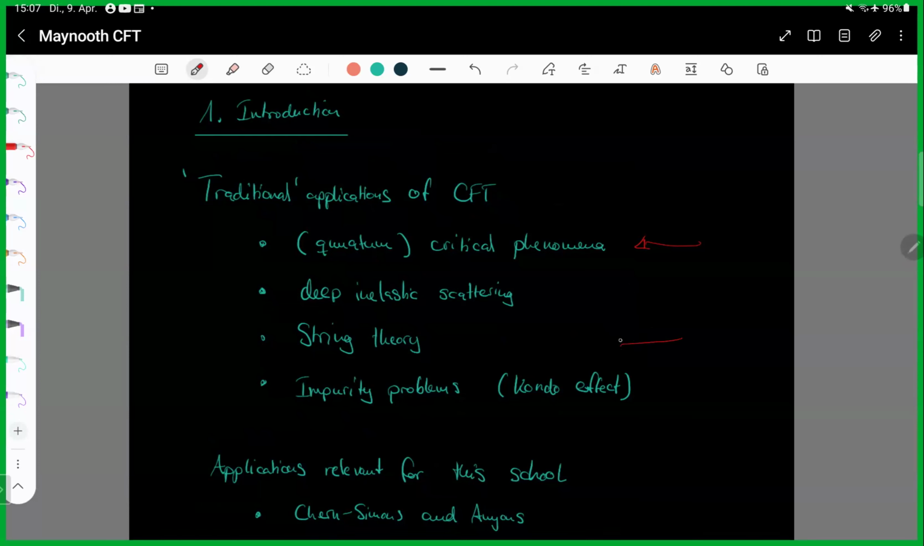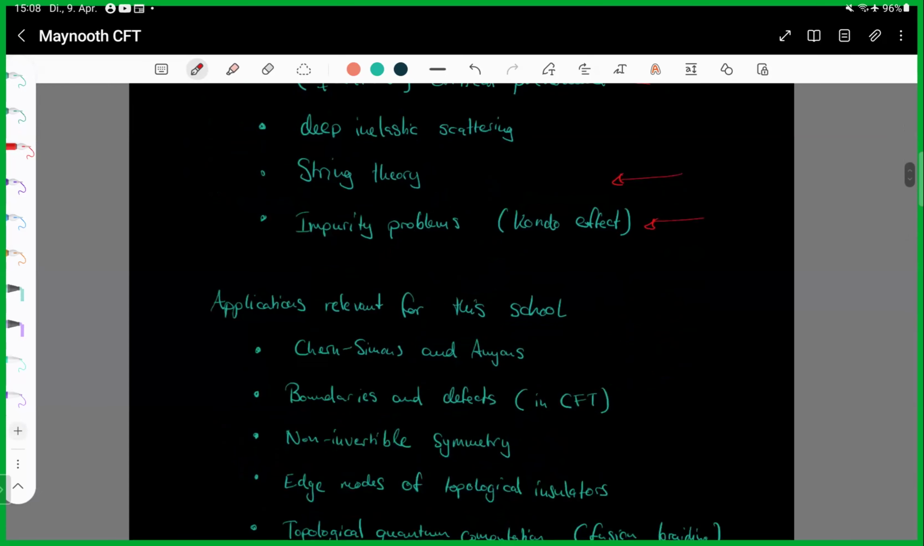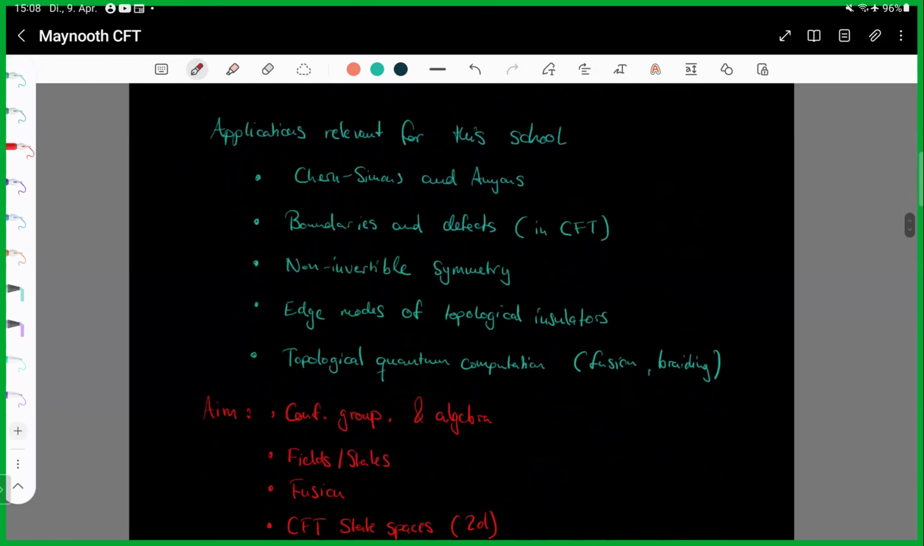More prominently, those are applications which are still done today in string theory. Then in condensed matter, there was the Kondo effect, where conformal field theory was also very influential and important in discovering the underlying structure of that. But those are all traditional applications that I don't want to talk about too much. For now, I won't talk too much about applications.